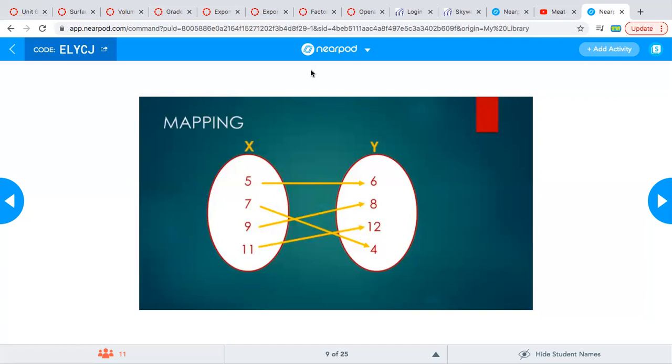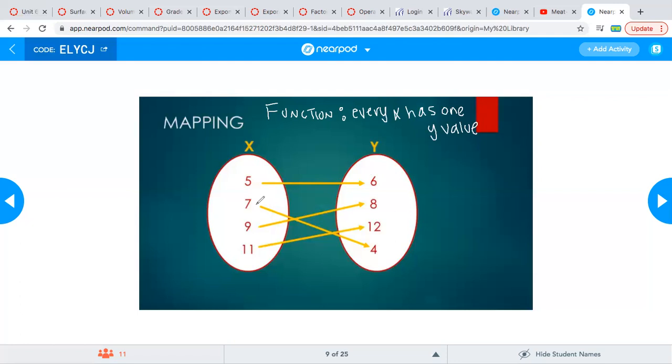So I'm going to rewrite the definition of a function. What we're trying to figure out is if this mapping is a function. And remember, the definition of a function is every X has one Y value. Every X has one Y value. That's the definition of a function. So let's look at 5. What is the Y value associated with 5? 6. So 5 only has one Y value, 6.